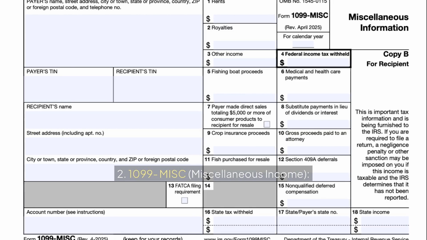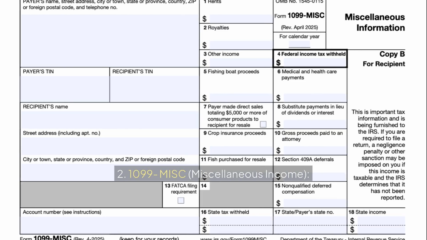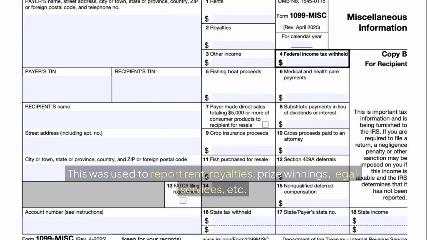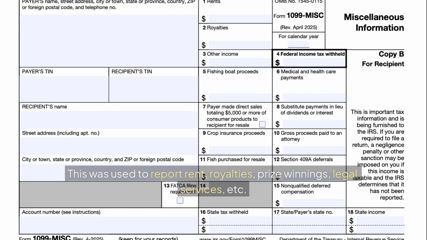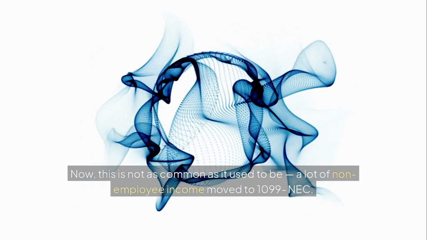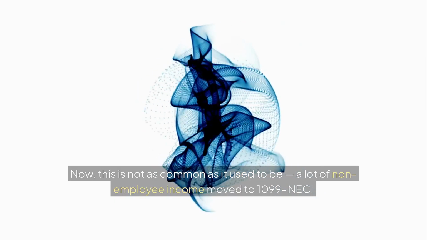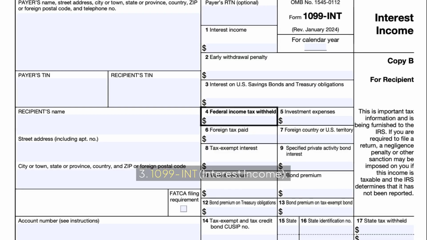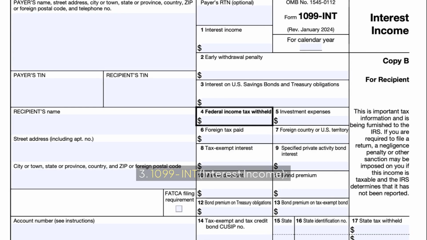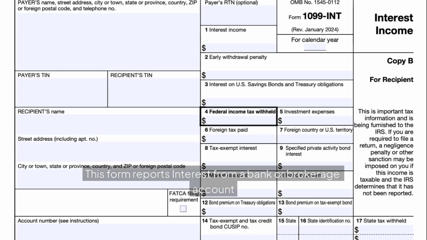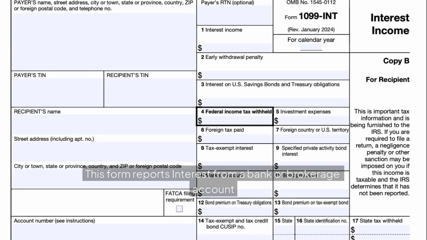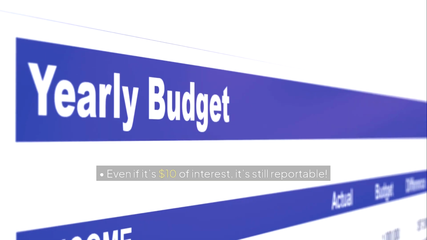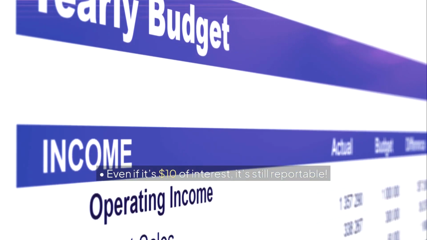Next, 1099-MISC, miscellaneous income. This was used to report rent, royalties, prize winnings, legal services, etc. Now, this is not as common as it used to be. A lot of non-employee income moved to 1099-NEC. Third, 1099-INT, interest income. This form reports interest from a bank or brokerage account. Even if it's $10 of interest, it's still reportable.